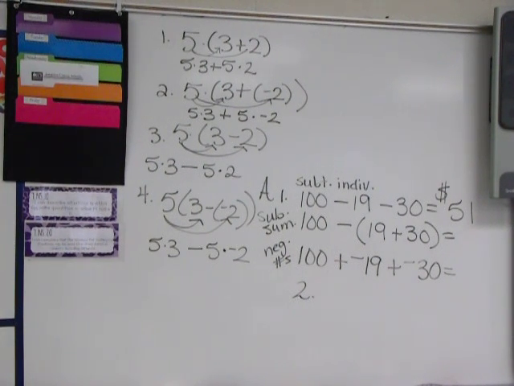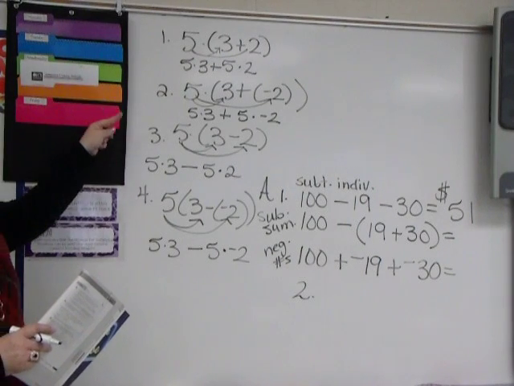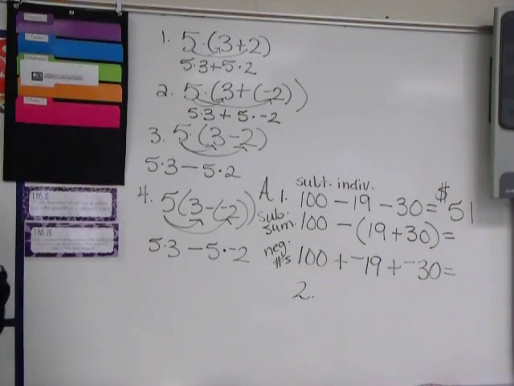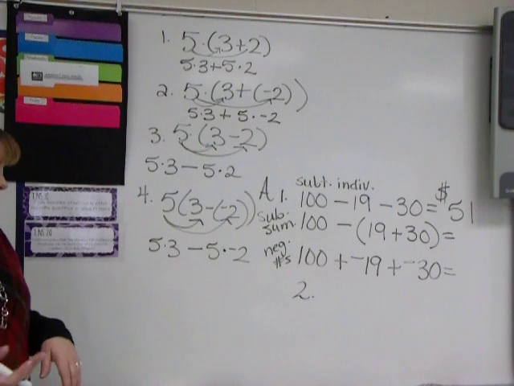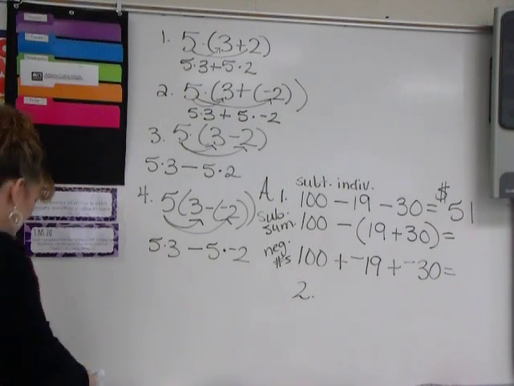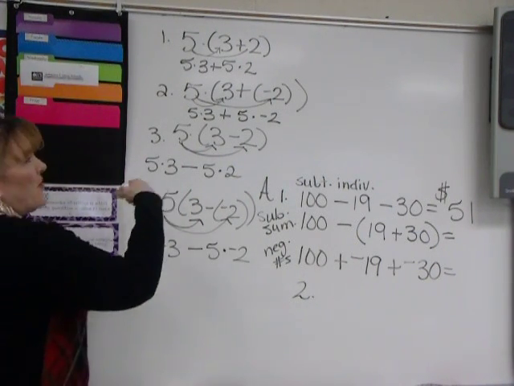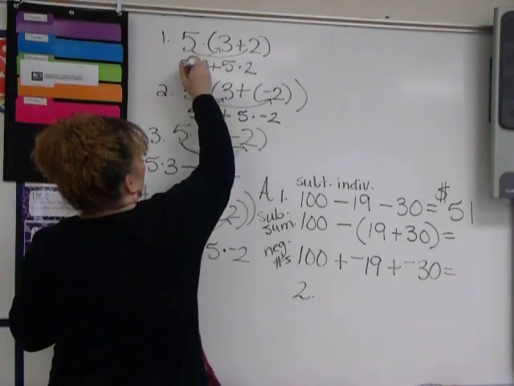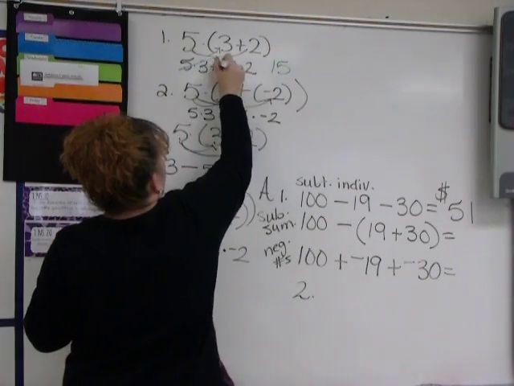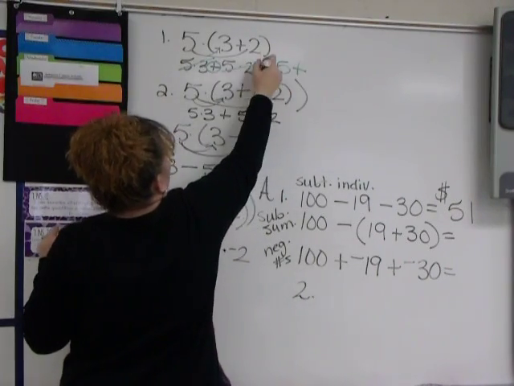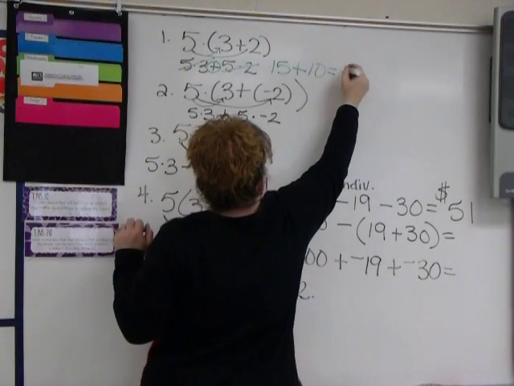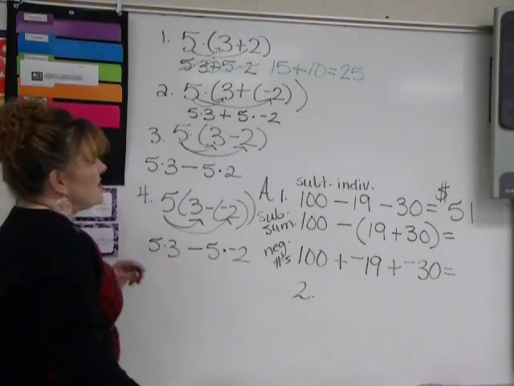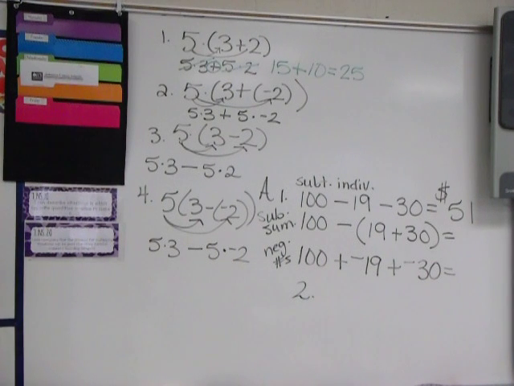Number 5 wanted you to solve 1, 2, 3, and 4. Well, not so much to solve it, but to find the value of it. Because it doesn't have any variables in it, we can solve the ones that were given to us. So, following the order of operations, you have to multiply first. So, 5 times 3 is 15, plus 5 times 2 is 10, 15 plus 10 is 25. So, the answer to number 1 is going to be 25.